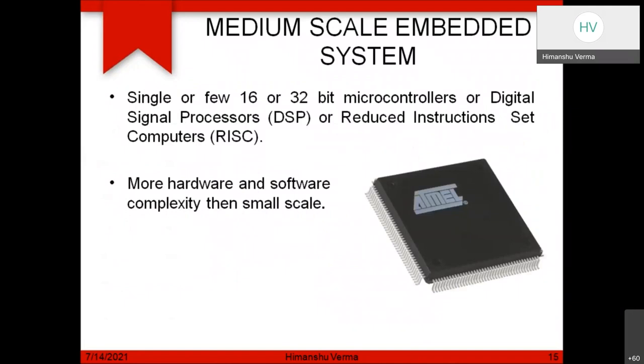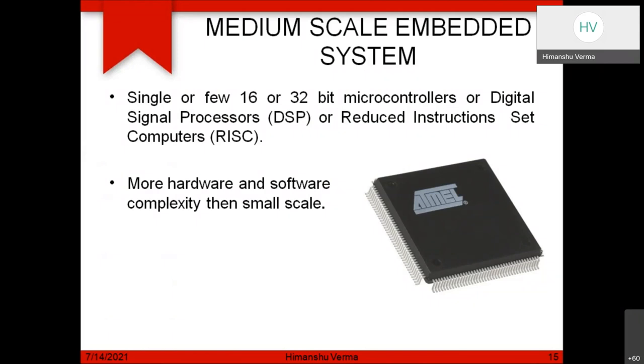So next, we have a bigger version of that small scale, which we call a medium scale embedded system. A medium scale embedded system consists of a 16-bit or 32-bit microcontroller, or maybe digital signal processors. Digital signal processors are especially used where some analog, voice, or image processing is required. Or reduced instruction set computers. They have more computing power compared with small scale, but the size is still comparatively very low compared with the sophisticated embedded system.